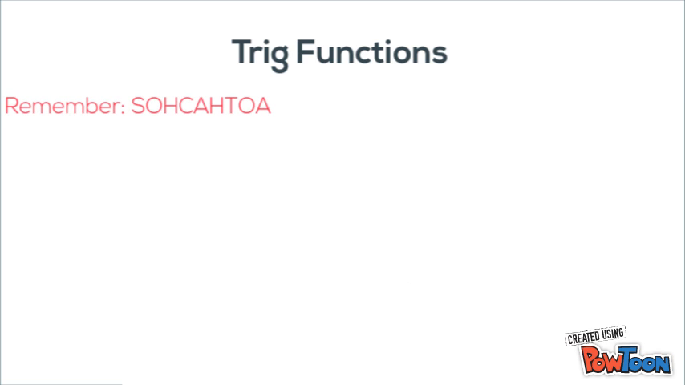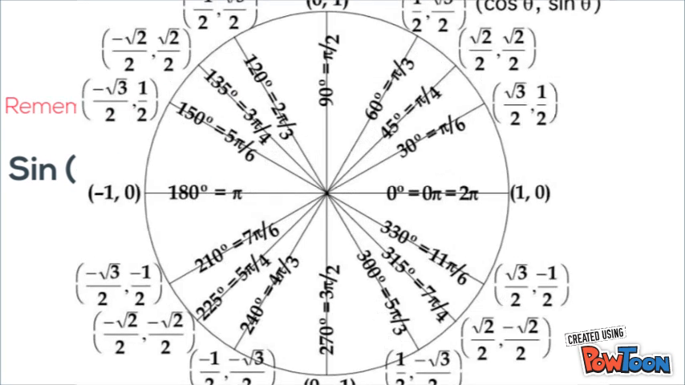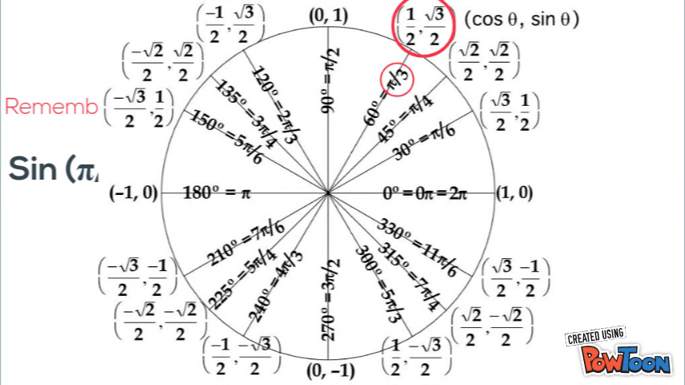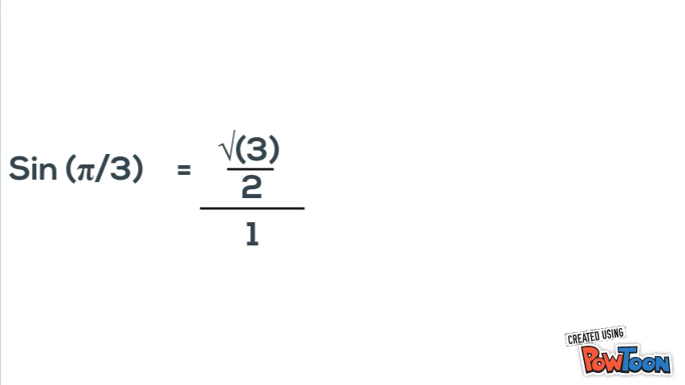We can now use the unit circle to determine the 6 trig functions. Let's say we are given the problem sine of pi over 3. First, we must find the angle pi over 3 on the unit circle. We know that sine is opposite over hypotenuse, and the opposite side is equal to the square root of 3 over 2. And anything divided by 1 is itself, so the sine of pi over 3 is equal to the square root of 3 over 2.